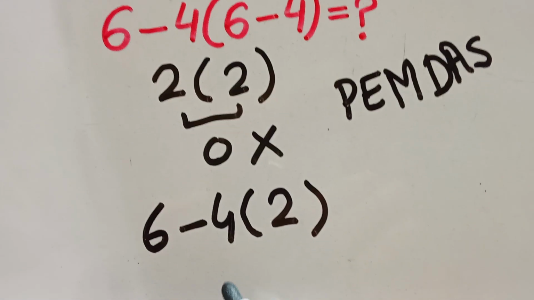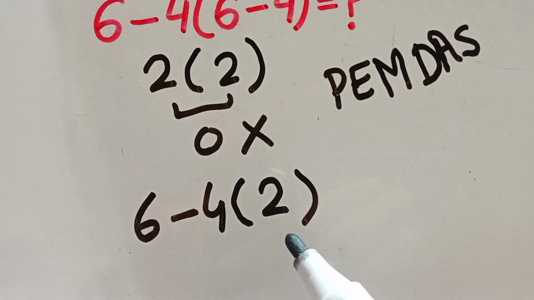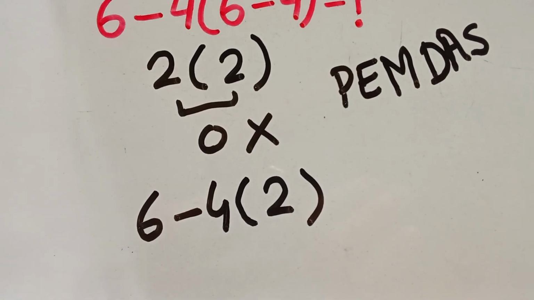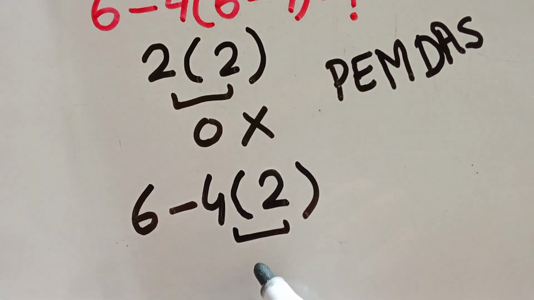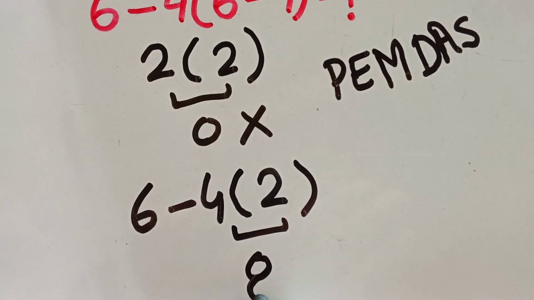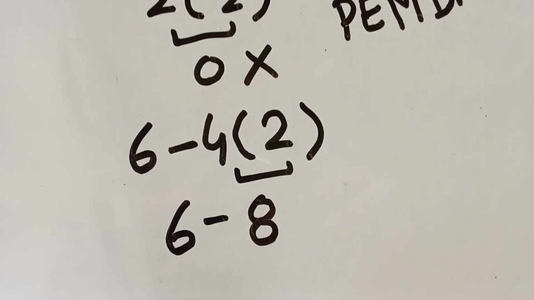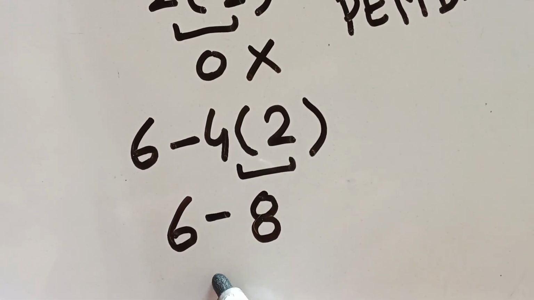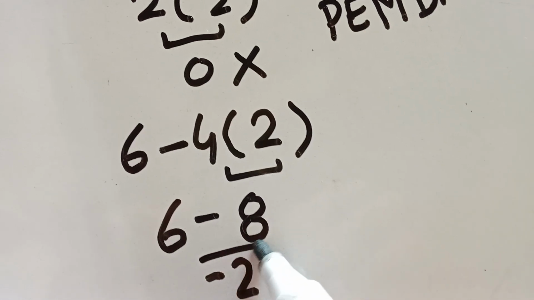Now firstly we solve the multiplication, because multiplication has higher priority than subtraction. So 4 times 2 is equal to 8. So I can write here 8 minus 6. So 8 minus 6 is the final answer, which is 2. This is the final answer of this expression.